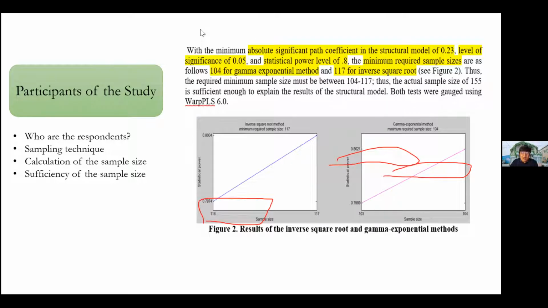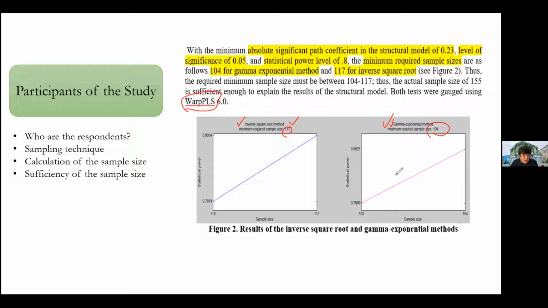So currently, ang gamma exponential method and the inverse square root method are only available in the software called WarpPLS. Okay, so this is the only software now that calculates inverse square root method and gamma exponential method. So kung titingnan mo itong sample na to, I just screenshot this one from one of my published papers. In this case, you will see ang recommended sample size ni inverse square root is 117, while the recommended sample size of gamma exponential is 104. So it means the minimum sample size na pwede kong gamitin dito nasa around 104 to 117.